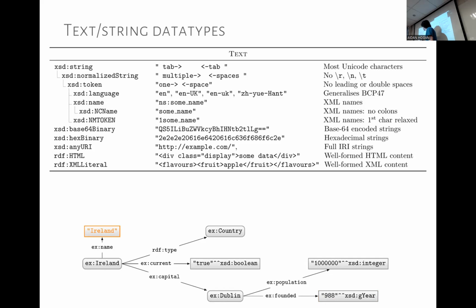Base 64 binary and hex binary. We can specify some binary data, maybe some hashed data or whatever it is. We can specify IRIs or URIs. We can specify HTML syntax, and we can specify XML syntax as well. So we can give a value that's actually an XML document, for example.